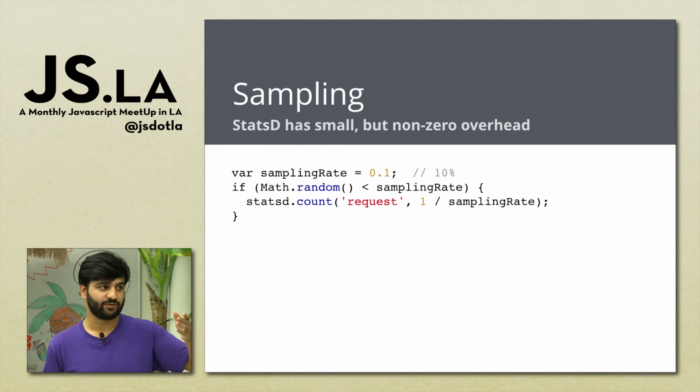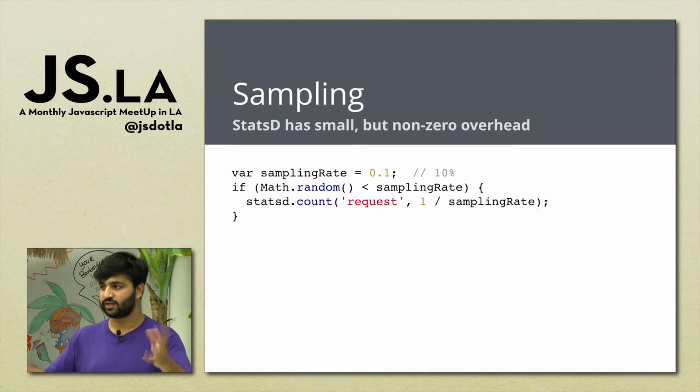For example, if the number of requests that you're processing is just through the roof, you're spending a lot of time sending these UDP packets. And it is lightweight, and that is the guiding principle behind it, but it is non-zero. And because you don't care about 7, 8 significant figures of information, you're just looking for a rough idea of what's going on, you could use sampling to ease the burden.